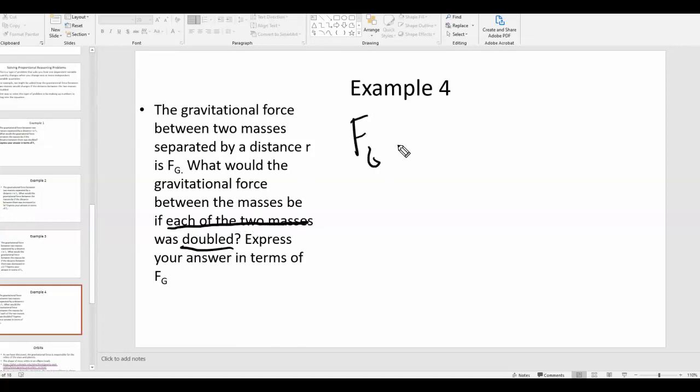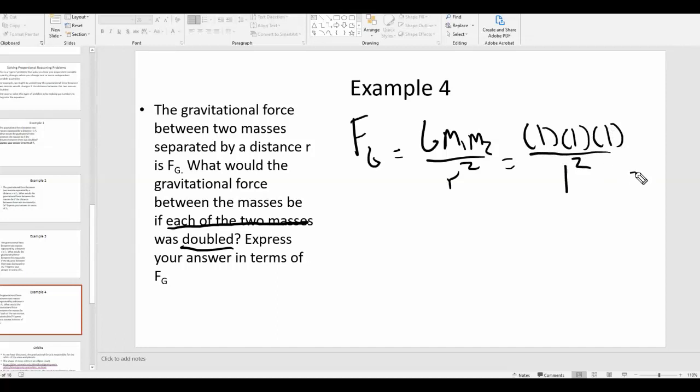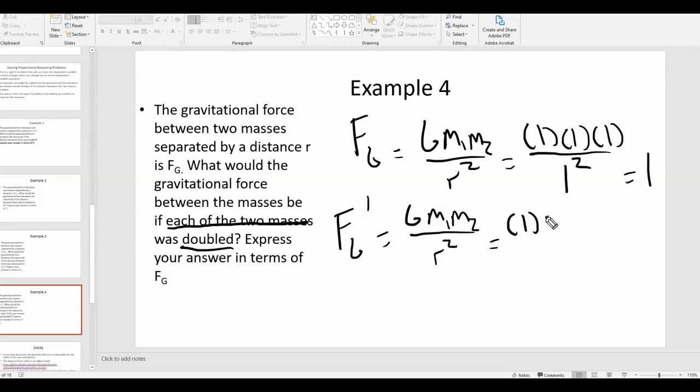Okay, so again, we start with our equation. Again, we make up numbers to plug in. I'm going to put 1 for everything. Now, I go to my new force of gravity, and I make the changes they want me to make. Okay, so I have G m1 m2 over r squared. Now, the changes they want me to make, G is the same, but now mass 1 is going to be doubled. Mass 2 is also going to be doubled because it says if each of the two masses were doubled. And the distance is still going to be the same.